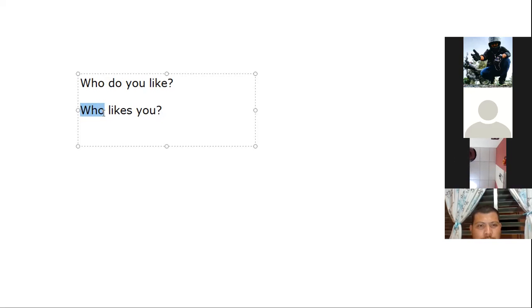No. Only when we use the verb to be. Solo cuando usamos el verbo to be. Who's. Pero es, ya es otra cosa, es otro pisto, como decimos, ¿verdad? Pero aquí no lleva eso.